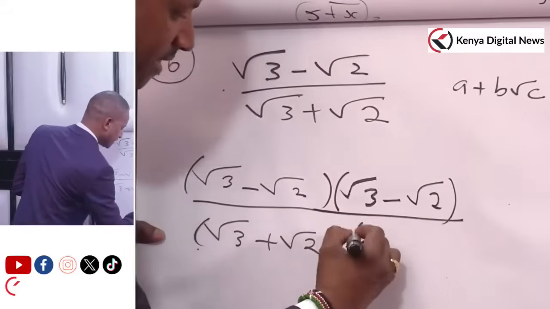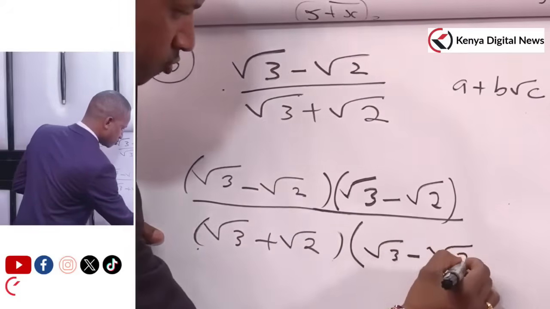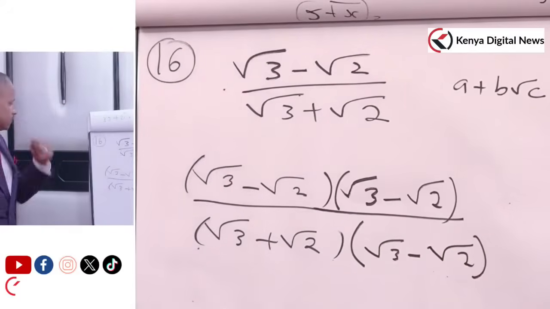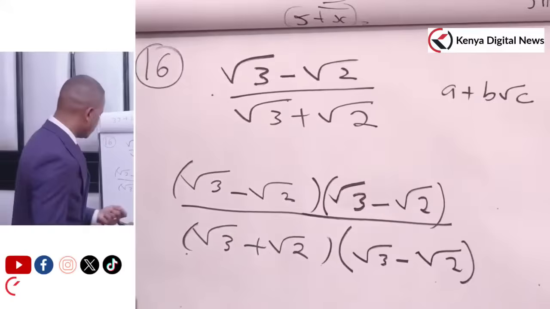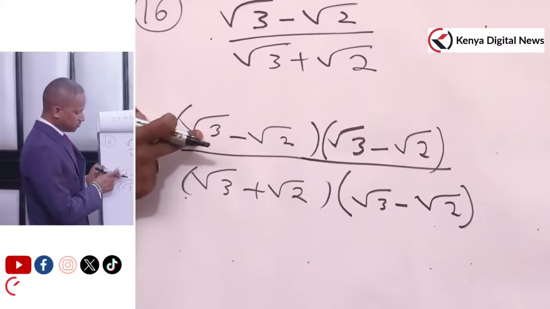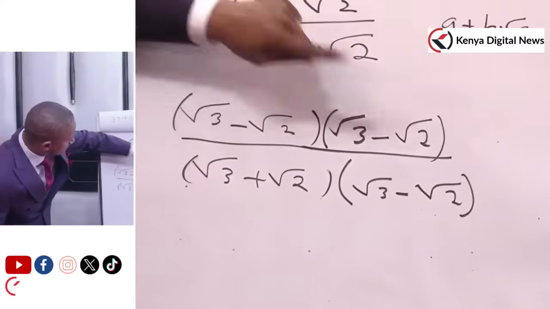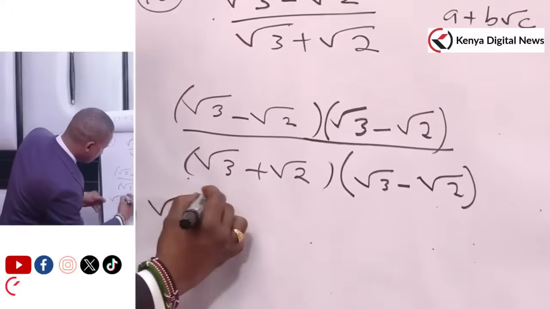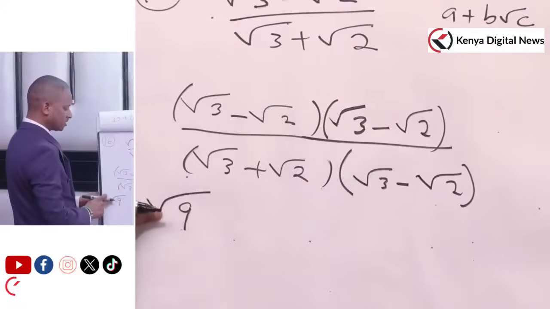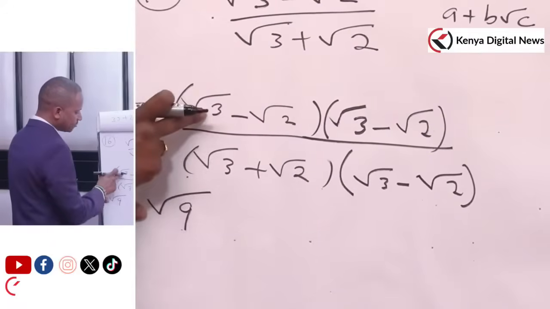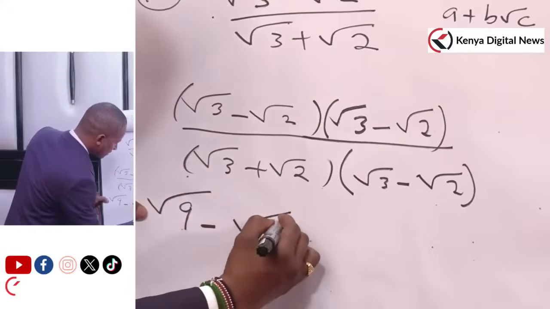You also do the same by root 3 minus root 2. So when you have this, you don't have to worry, just open it up slowly. The first value times this. So this will be root 3 times root 3 is root 9. Root 3 times root 3, just multiply what is inside, then maintain the root, is root 9. Good. Then root 3 times minus root 2 is minus root 6.